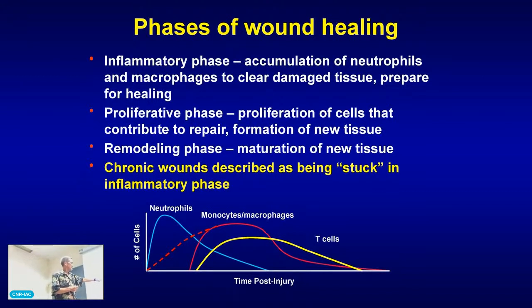And in the case of wounds in diabetic patients that don't heal well, they're often described as being stuck in this inflammatory phase. So the inflammatory phase does not resolve, and you don't progress to these later phases in the healing.